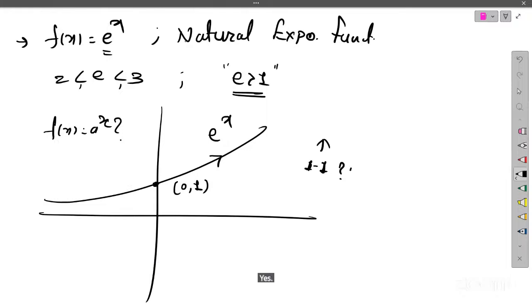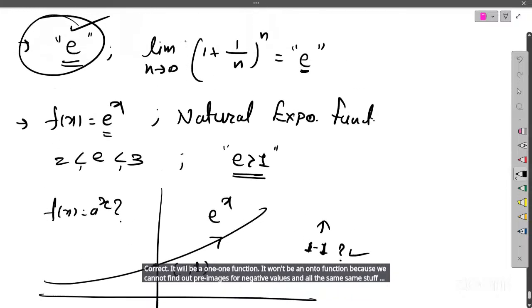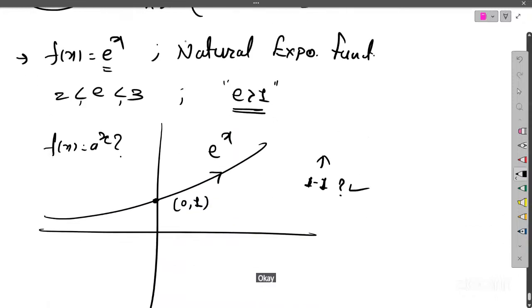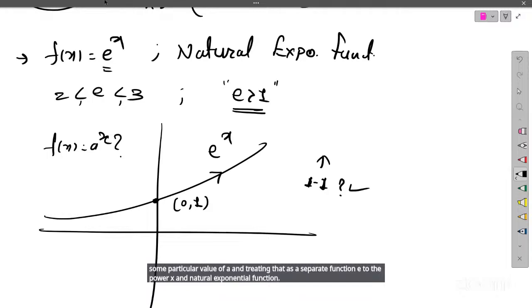Yes, ma'am. Correct. It will be a one-one function. It won't be an onto function because we cannot find pre-images for negative values, and all the same steps work as we have learned for e to the power x. Okay, so this is the e to the power x function. We are just taking some particular value of a and treating that as a separate function, e to the power x, a natural exponential function.